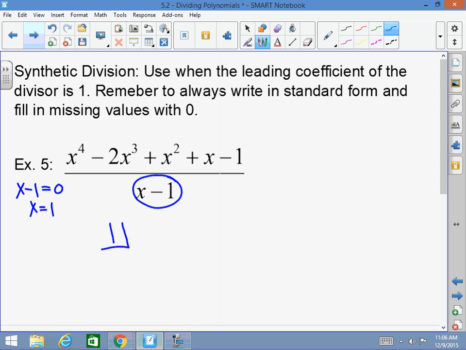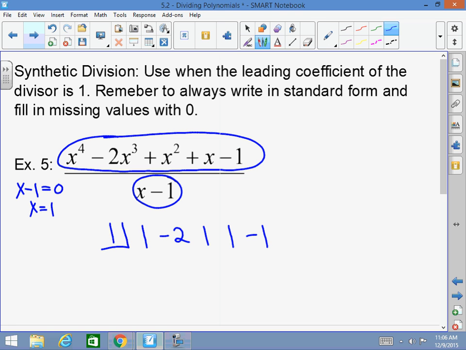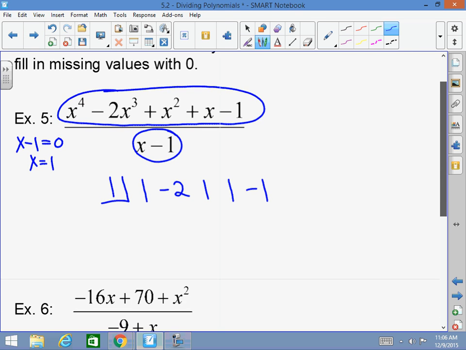And now I put all the coefficients of the numerator in order, and if I'm missing any exponents, I place a 0 there. So in order, the coefficient of x to the fourth is 1. Then I have a coefficient of negative 2 for x cubed. I have a coefficient of 1 for x squared, a coefficient of 1 for x, and then I have my negative 1. Now, here's the beauty of synthetic division.